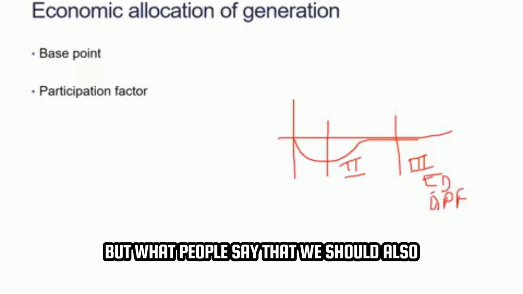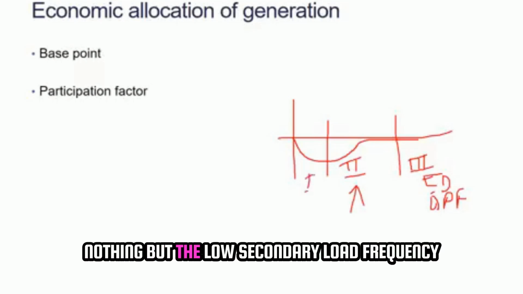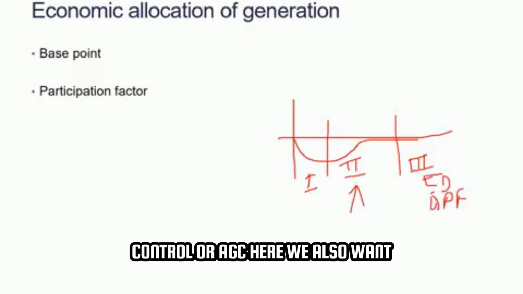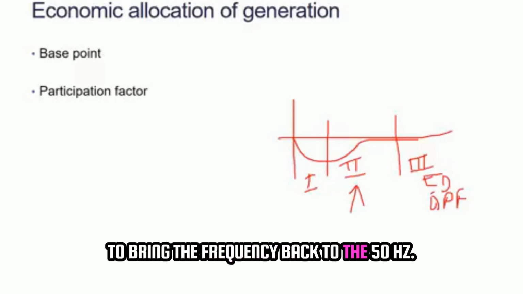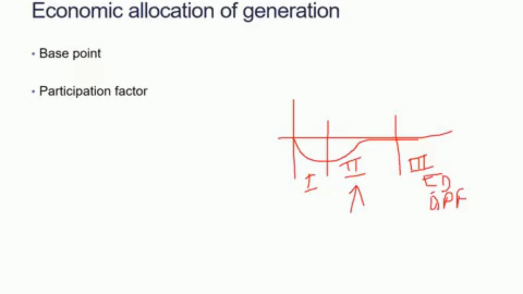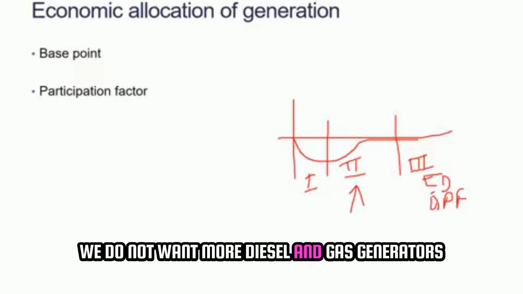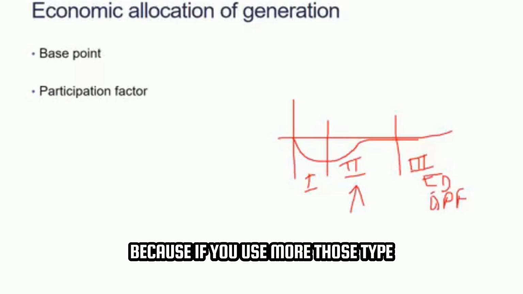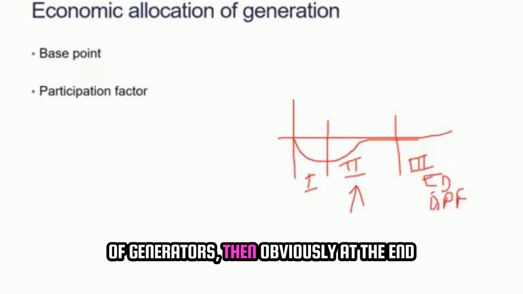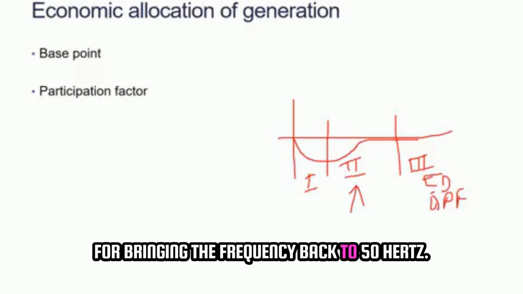But what people say is that while in the second stage, which is nothing but the secondary load frequency control or AGC, where we want to bring the frequency back to 50 hertz, in this process we want the economical generators to be used. We do not want more diesel and gas generators to be used, because then obviously at the end the customers have to pay that price for bringing the frequency back to 50 hertz.